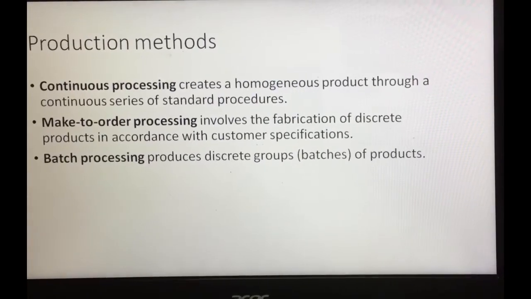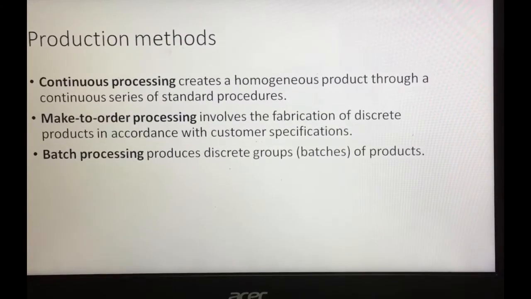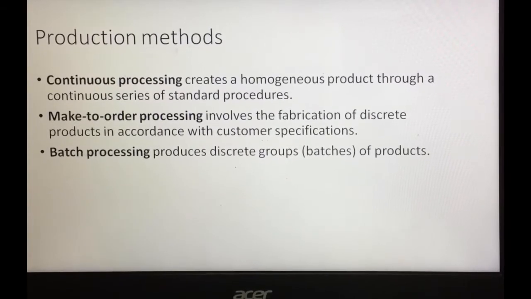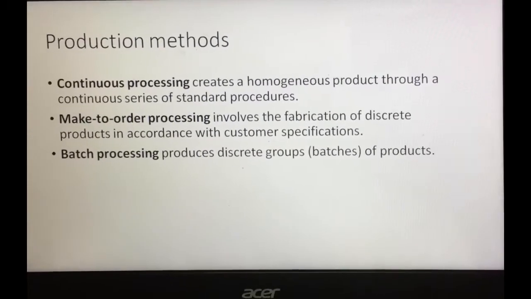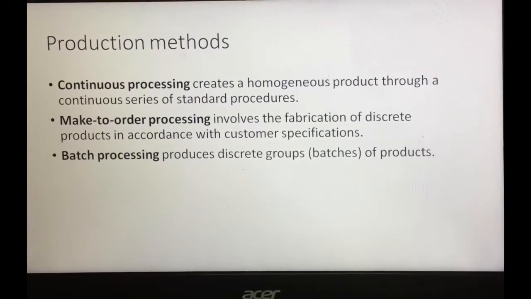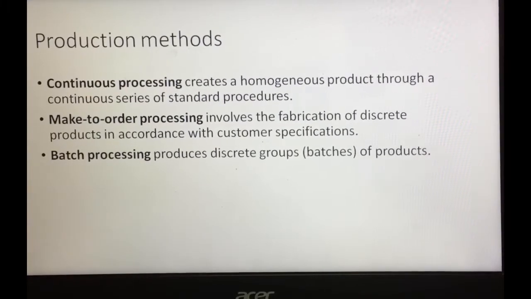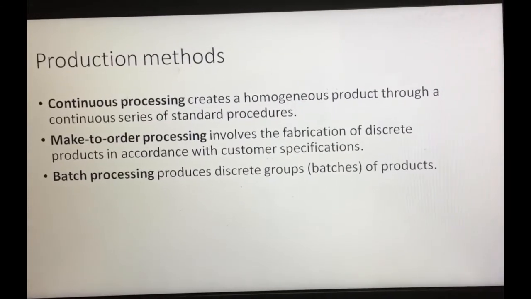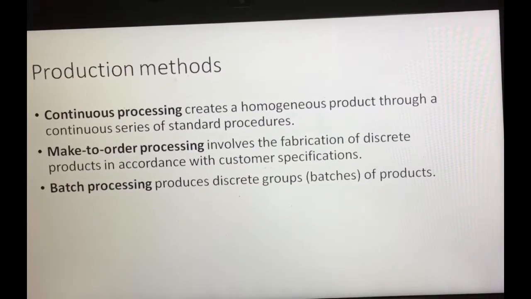And the third one is batch processing. Batch processing produces discrete groups of products. Each item in the batch is similar and requires the same raw materials and operations. To justify the cost of setting up and retooling for each batch run, the number of items in the batch tends to be large. This is the most common method of production and is used to manufacture products such as automobiles, household appliances, canned goods, automotive tires, and textbooks. The discussion in this chapter is based on a batch processing environment.